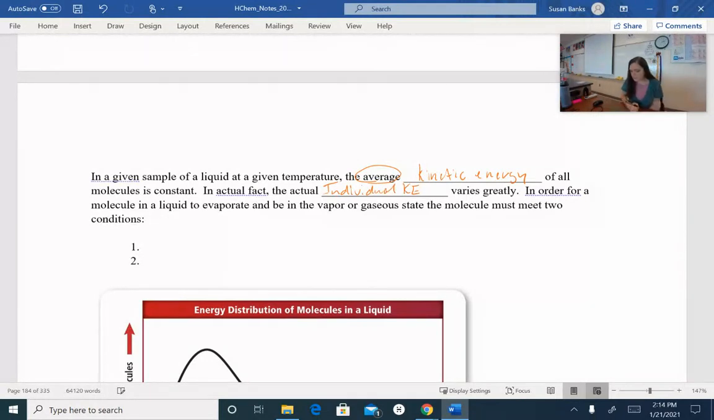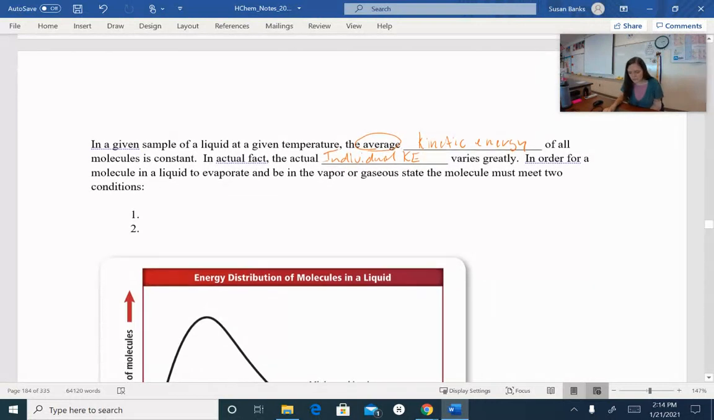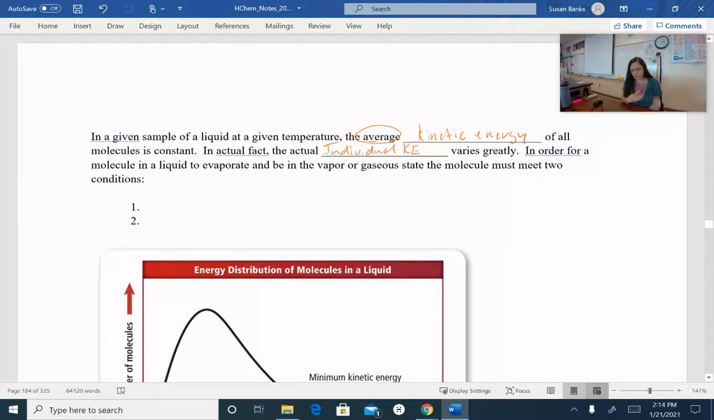So the individual kinetic energy of each individual molecule can vary greatly. So we're going to talk about what it takes to evaporate, or go from the liquid state to the gas state, really quick. In order for a molecule in a liquid phase to evaporate and become part of the vapor or gaseous phase, that molecule has to have two things happening.